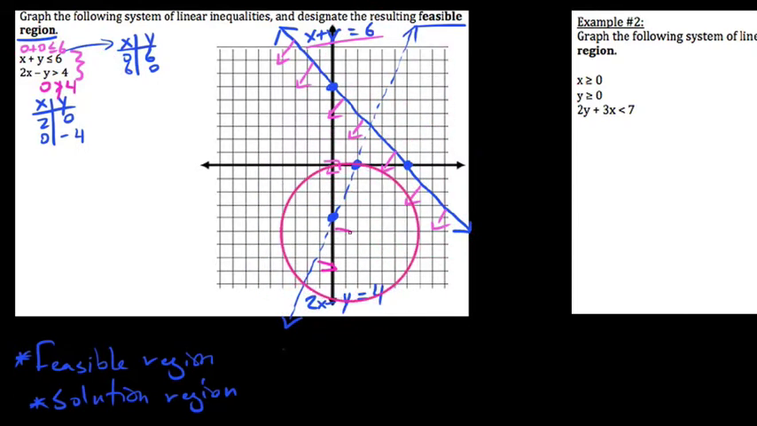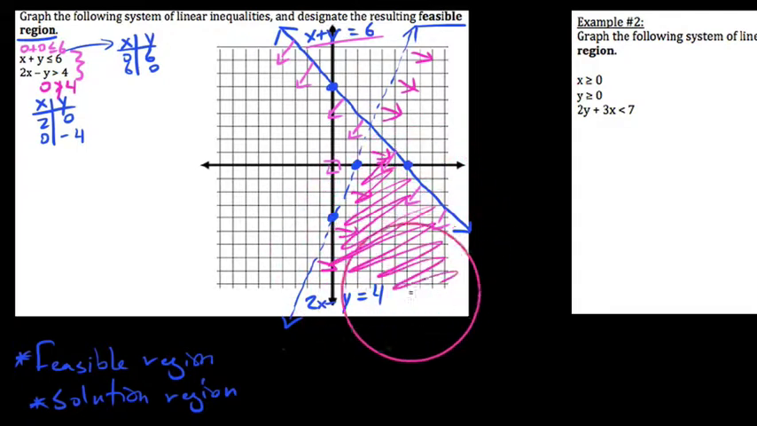So if it's shading this way, really what we're looking for is, again, the feasible region, or the solution region. So we're going to shade this, first of all. You can shade it here. I usually don't shade it in. I just leave my arrows, and I trace an outline. This is what I would recommend you do: trace an outline around the outside of this feasible region.